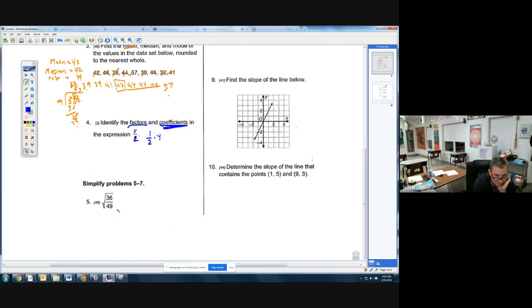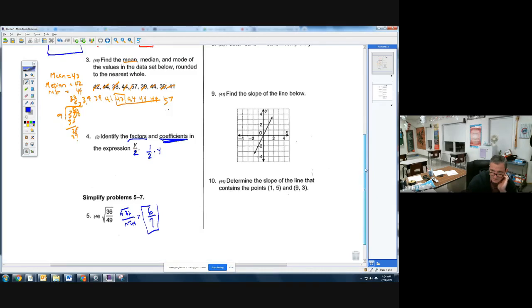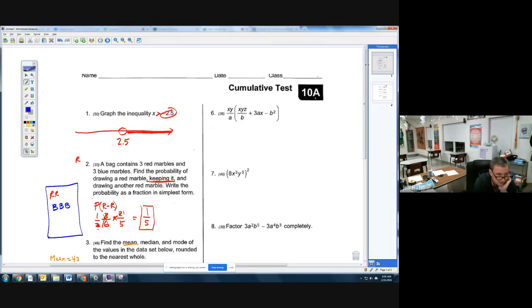Problem number 5, if you're simplifying this, this is the same thing as the square root of 36 over the square root of 49, and those are both perfect squares. You do end up with 6/7. Can't be reduced. Man, this is an easy test. Some of these problems are fantastically easy.